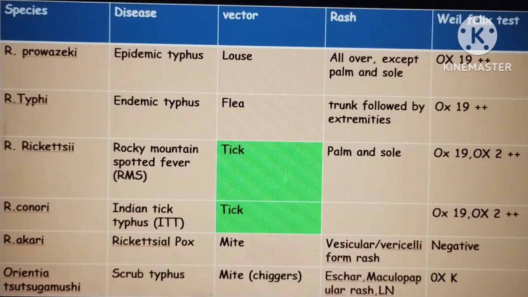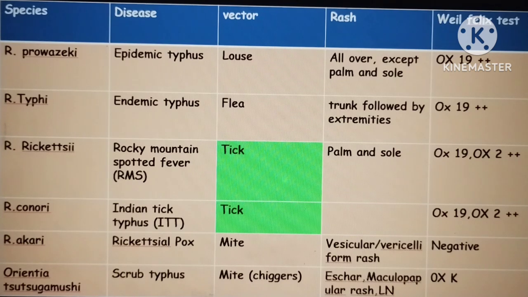Now how can you remember this? Like LET, L-E-T: louse, epidemic, typhus. And FEN: F for flea, E-N for endemic. So Prowazekii causes epidemic typhus, typhi causes endemic typhus, Rickettsia rickettsii causes Rocky Mountain spotted fever, conorii causes Indian tick typhus, and akari causes rickettsial pox. Just remember these two are tick-borne, whereas akari is mite-borne.